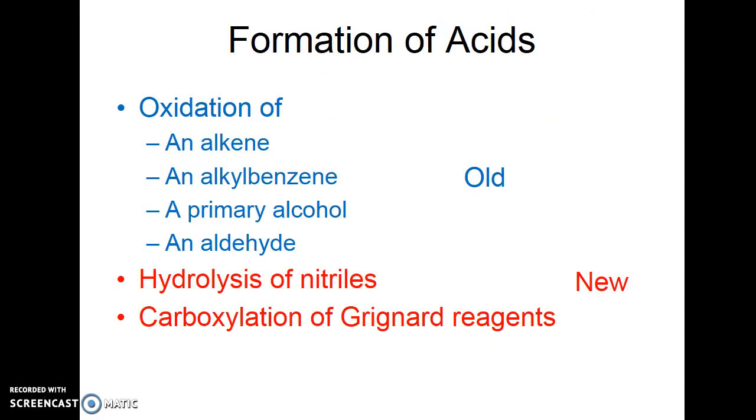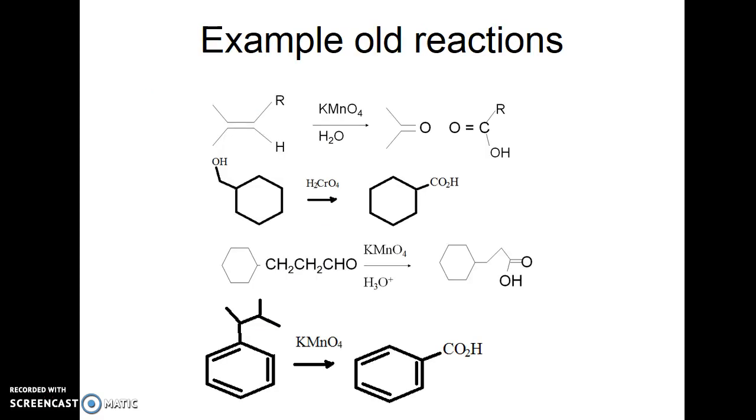So to form acids, we've seen a number of old ways where we've made carboxylic acids from other functional groups. We've oxidized alkenes, we've oxidized alkyl benzenes, we've oxidized primary alcohols and aldehydes. We have seen the hydrolysis of nitriles, but it's been kind of briefly introduced in the previous chapter, and we'll go into this a little bit more in depth. And in this chapter, we're going to see that we can carboxylate a Grignard reagent. So let's take a look at that. Here are some of the old reactions.